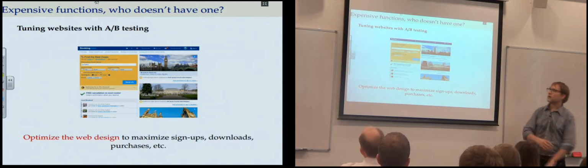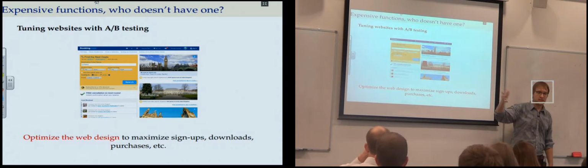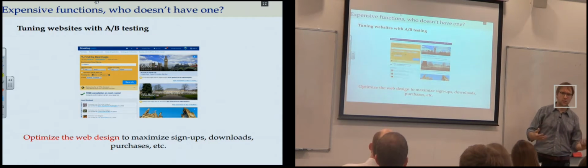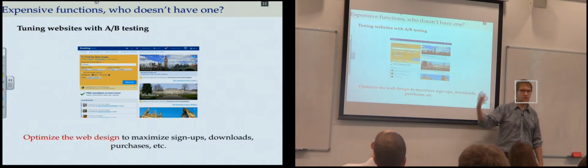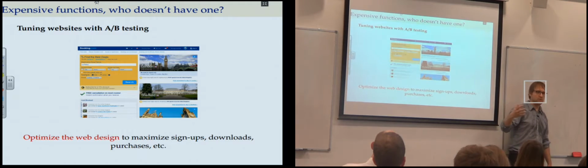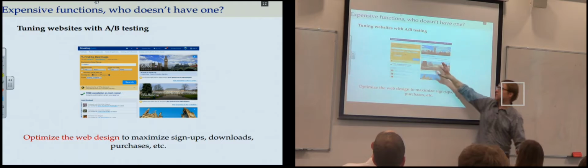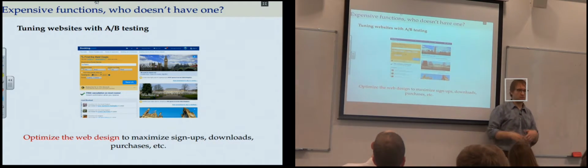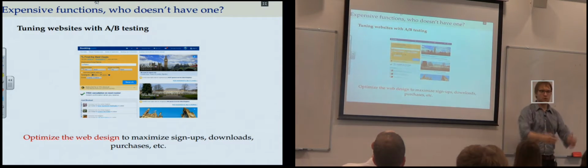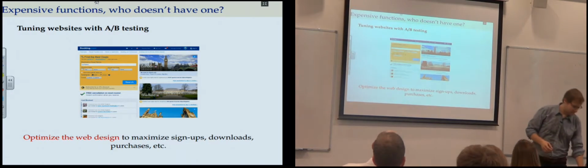Just another example is how you optimize web pages. This is called A/B testing. Imagine that you are designing a web page, and what you want to do is to maximize the number of clicks, downloads, purchases, whatever. You can think about some parameterization of your web page in terms of, well, where do I allocate the pictures, where do I put the buttons, etc. And you can run an experiment in which you run the web page for a few days and you evaluate these different objective functions that you may have.